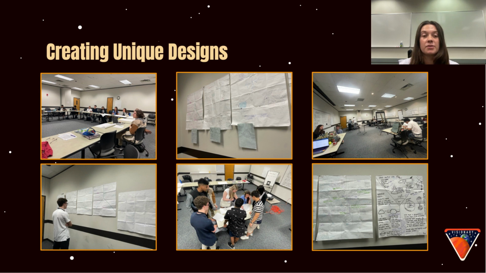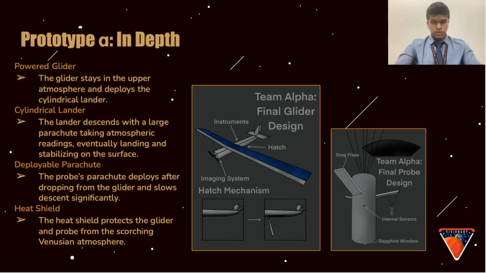In this process, we also focused on researching viable materials that could withstand the Venusian atmospheric conditions and implement them into our spacecraft. The prototype for Team Alpha consists of a powered glider and a probe, which together could provide a more comprehensive analysis of Venus's atmospheric composition across various altitudes.